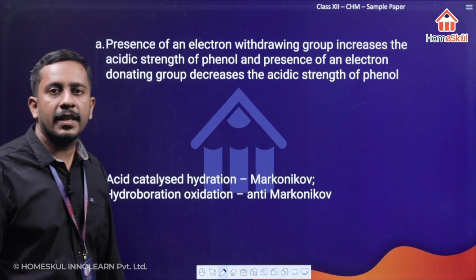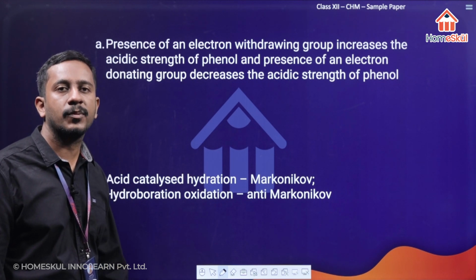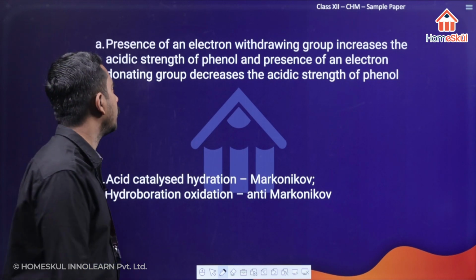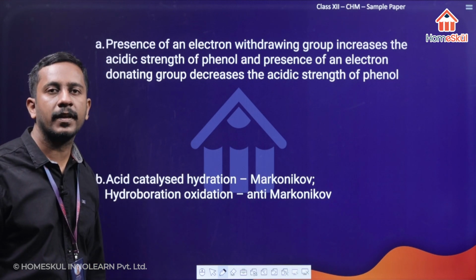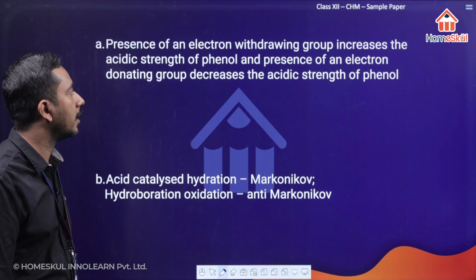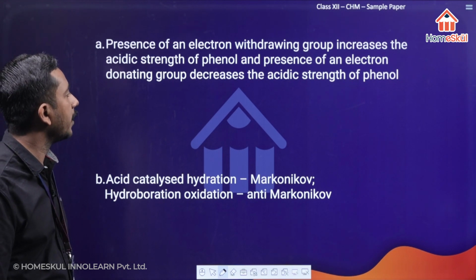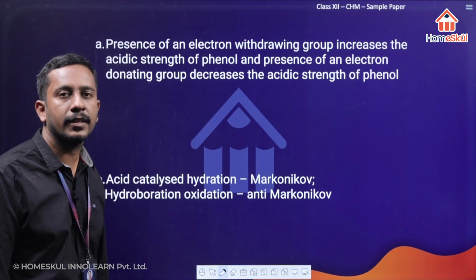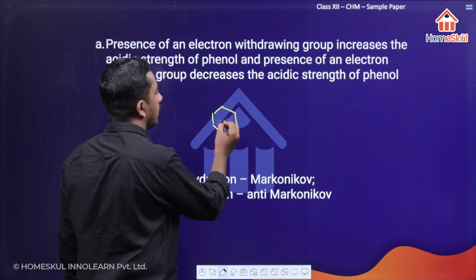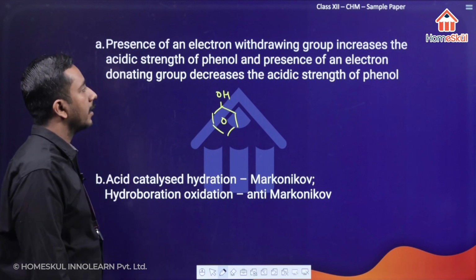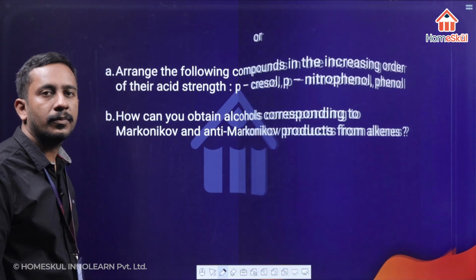Alright. So the first case we only have to remember is that when an electron donating group or electron withdrawing group is coming as a substituent as phenol, how is it going to affect the acidity of phenol? So the presence of an electron withdrawing group, that will increase the acidic strength of phenol. So whenever we have an NO2 group that is coming, that will be increasing the acidic strength of phenol, and the presence of an electron donating group, that will decrease the acidic strength of phenol. So we'll have to compare the acidic strength of phenol, that is C6H5OH, with the acidic strength of paracresol and para-nitrophenol, right?